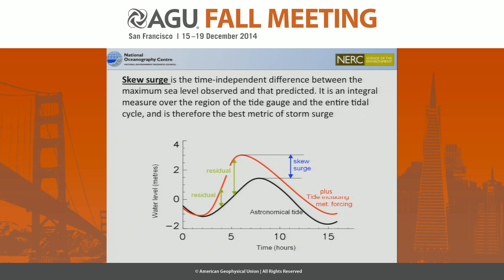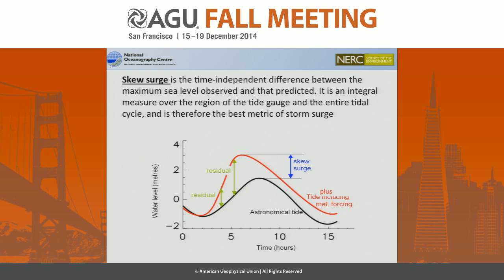and in the UK and I think in other parts of Europe now, we prefer to use the main measure of storm surge as the skew surge. The skew surge is a tidal cycle average measure of the difference between the height that's observed and the height that was predicted. So it's an integral measure. It reflects the amount of surge generated over a tidal cycle. It's time independent in that it doesn't vary.